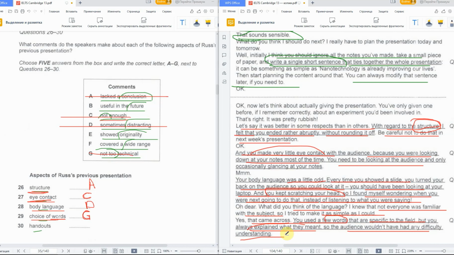I'll say the handouts you prepared were well thought out. They were a good summary of your presentation, which people would have been able to refer to later on. So well done on that.